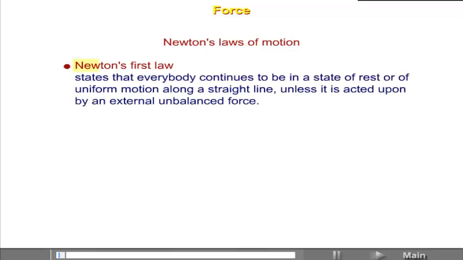Chapter 4, Force. Newton's law of motion. Newton's first law states that every body continues to be in a state of rest or of uniform motion along a straight line unless it is acted upon by an external unbalanced force.